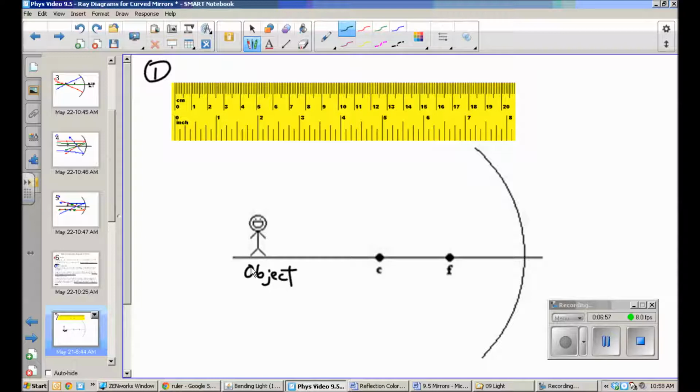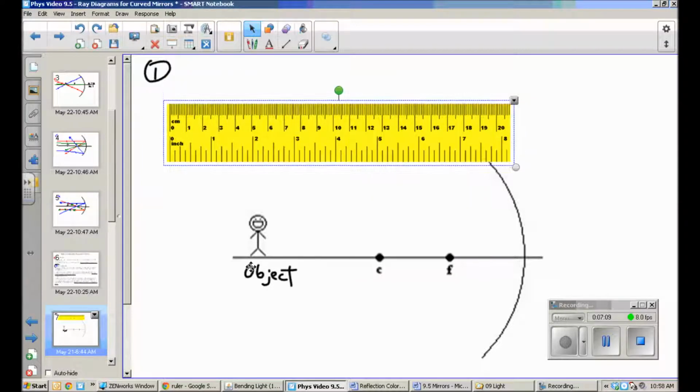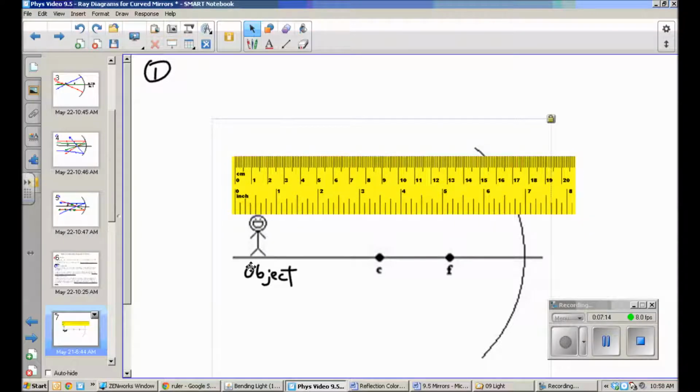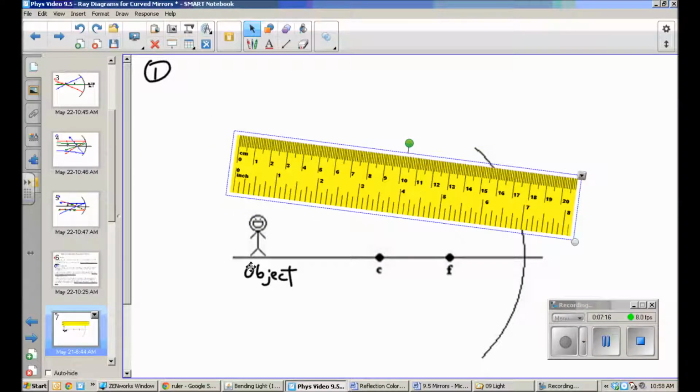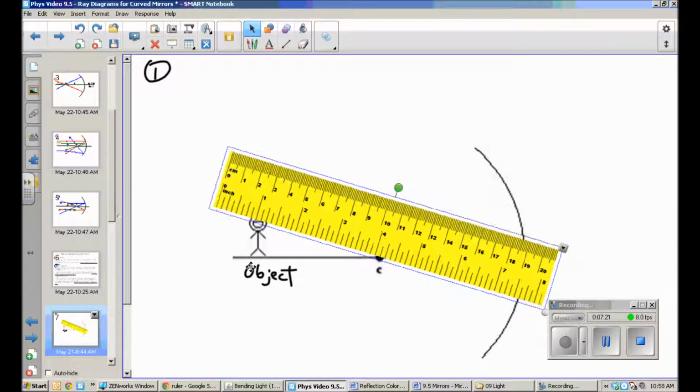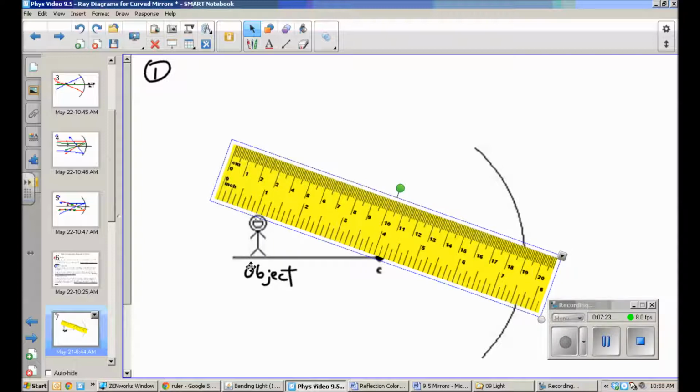So I'm going to start just by reading the sheet. Object and center. This is going to be the beam that goes through the center. So I'm going to take my ruler, oops, and I'm going to line it up with the top of the object. You'll notice that my ruler is just barely touching the top of the object, and I'm going to rotate it so that the ruler, this is much easier to do with a real ruler than a pretend ruler. So my ruler is just barely touching the top of the object, right there.